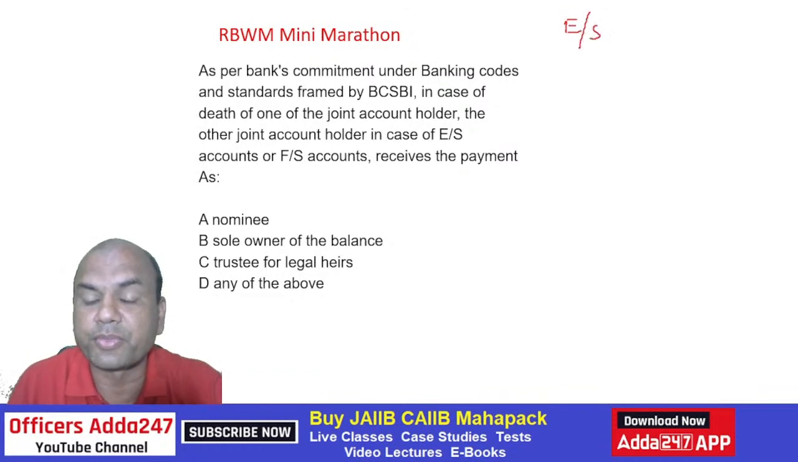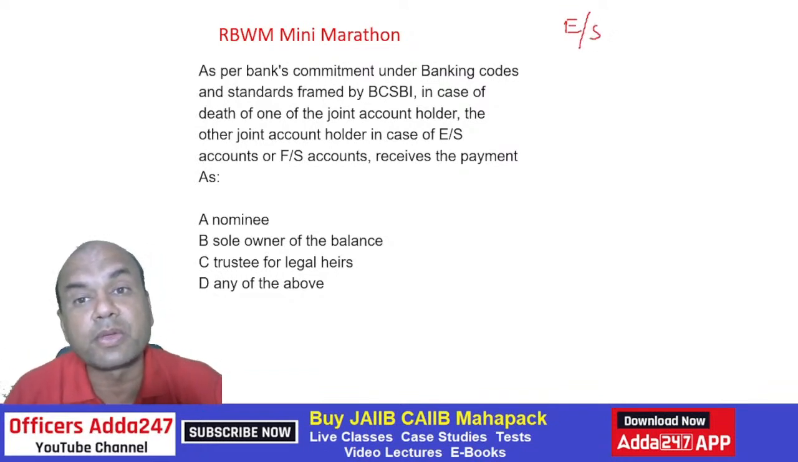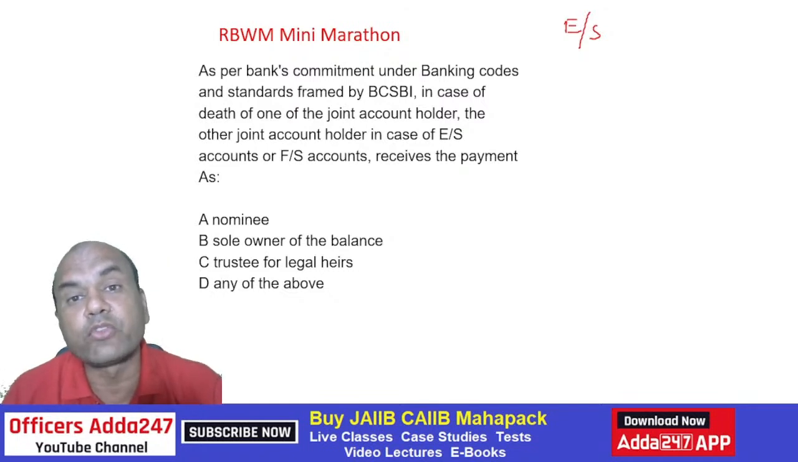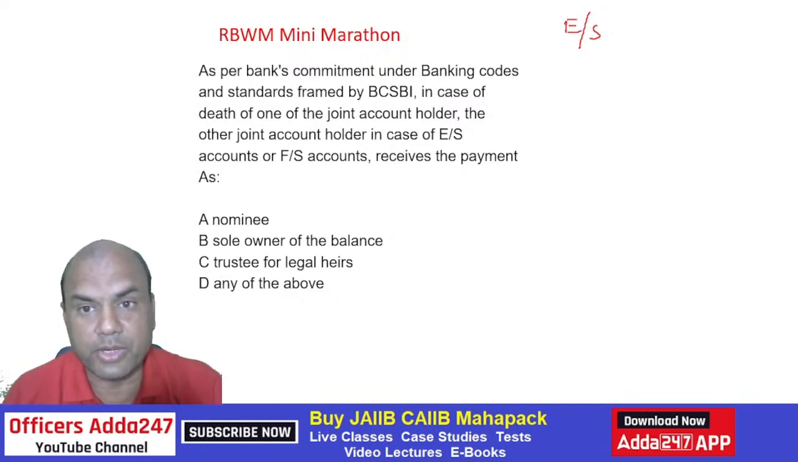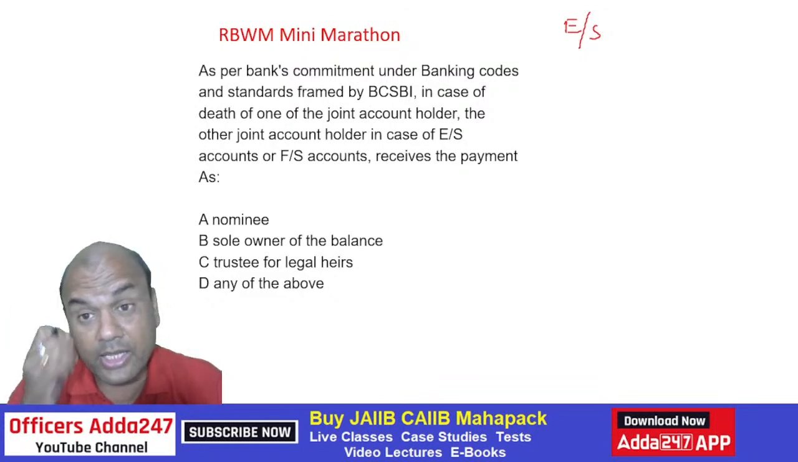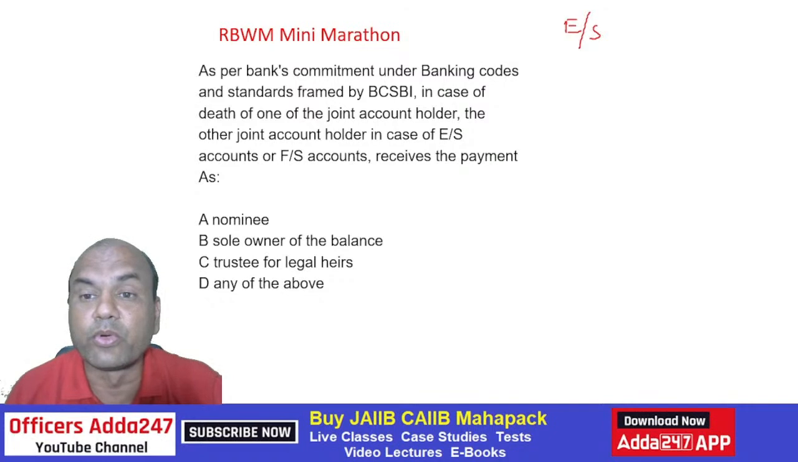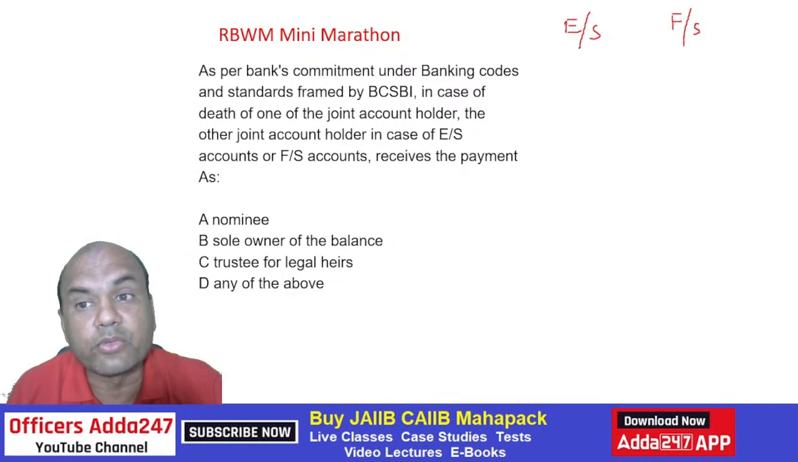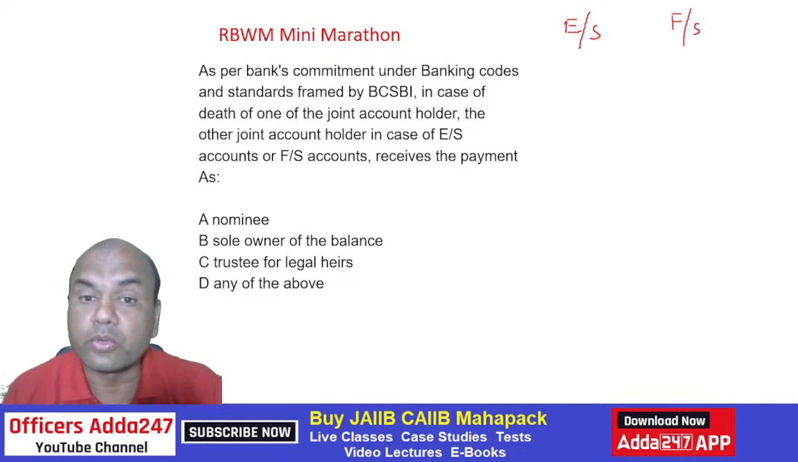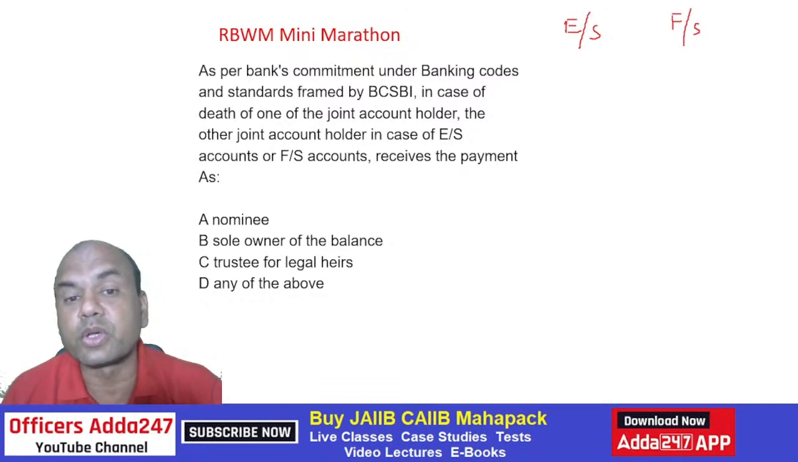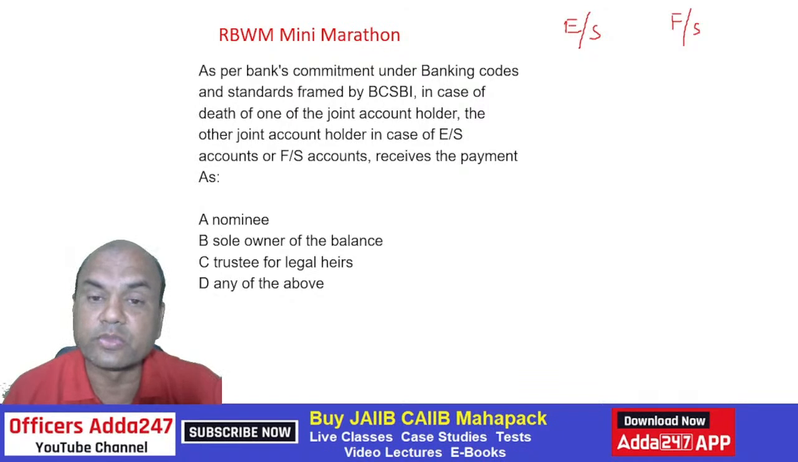Either or survivor. Either or survivor means both of them can operate even during the life of both. If both are living, then both can operate. ERS. And in FRS what happens? In FRS, up to the time that first person is alive, the account holder is only F. This other person does not have any right on that account in FRS. Now the question is, in case of death of one of the joint holders, if two of them are there, either in ERS or in FRS, and one of them expires, what happens?